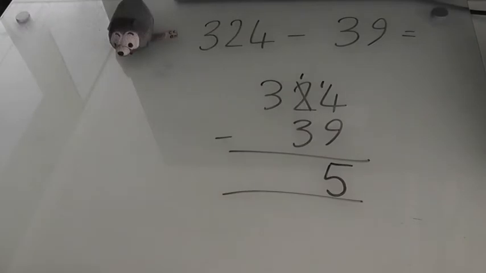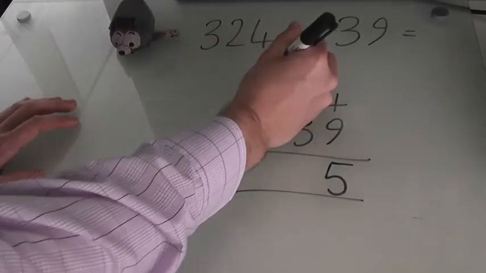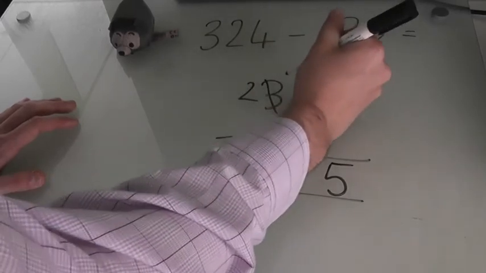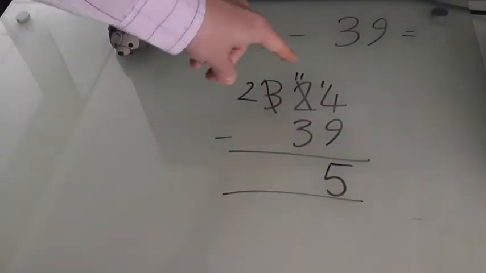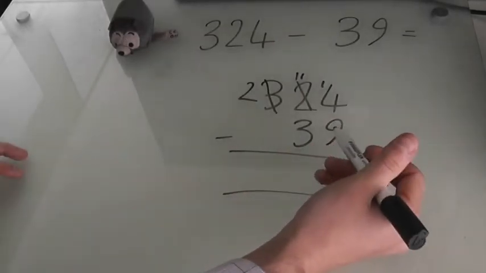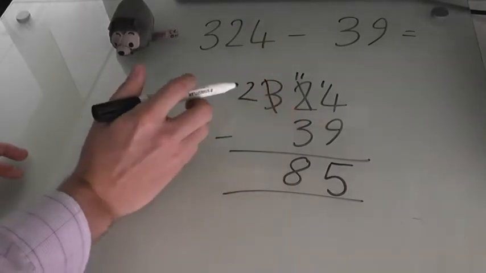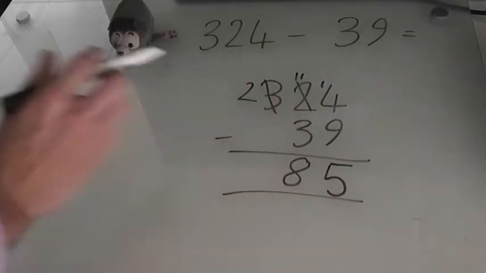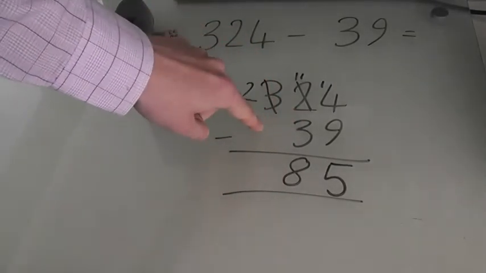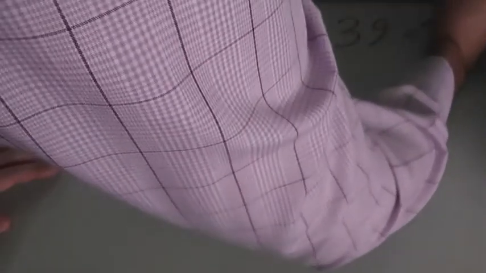1 take away 3. Can we do it? No, we can't. So we need to go over to its neighbour again, borrow 1. So that is now 2. We've got now 11 take away 3. Fantastic. So we've got 8, and now we've got a 2 in the hundreds column, take away nothing in the hundreds column, so we'll have 285.